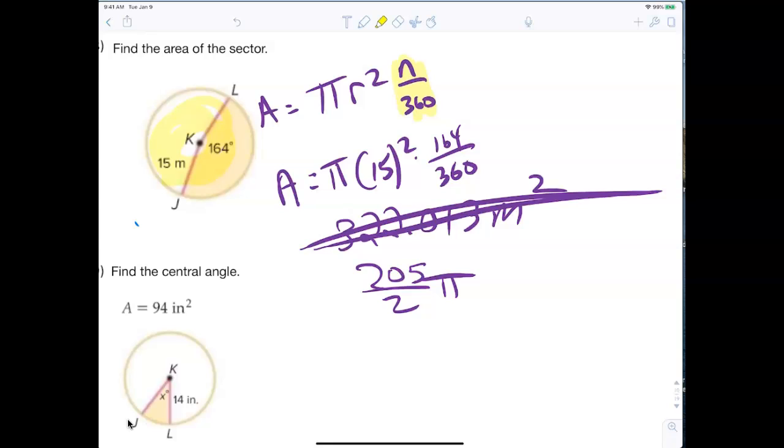I'm only taking a part of it. And I always tell kids, think about it, if I said, what's the area of a fourth of the circle? You just find the area and then multiply by 1/4. What I really said is, what's the area of a 90 degree? So it's 1/4. How do I get 1/4? 90 out of what? 360.